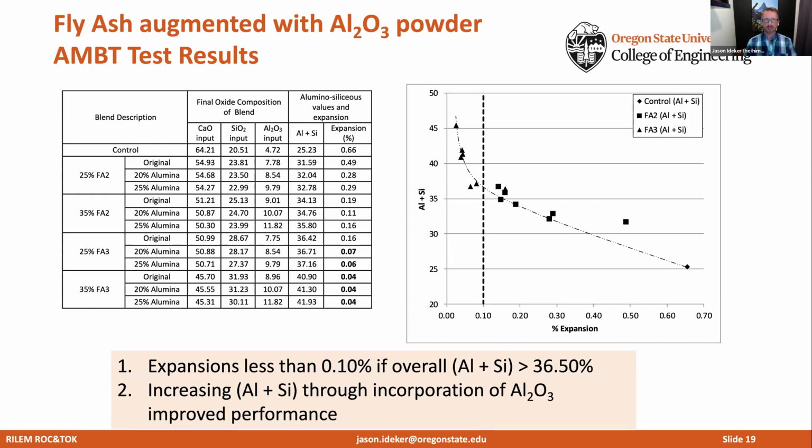We also did some work to take fly ashes that had lower alumina contents, and we artificially augmented that alumina content with just a powdered alumina trioxide. And that actually worked incredibly well to increase the efficiency of the fly ashes with lower alumina contents.